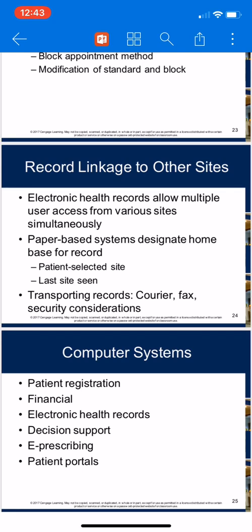In either case, if a patient is seen at a site other than the record's home base, a method must be in place to have information available at another site when the patient is seen there. For scheduled visits, a courier is often used to transport the record to the site of the visit. For unscheduled visits, the pertinent parts of the record may be faxed to the other site from the home base. In either case, policies and procedures must be in place to ensure the safety of the record.